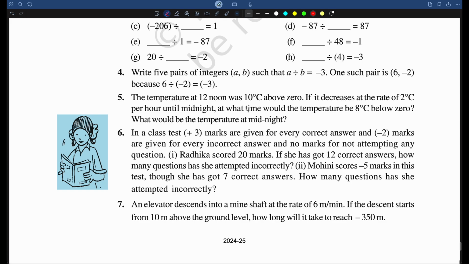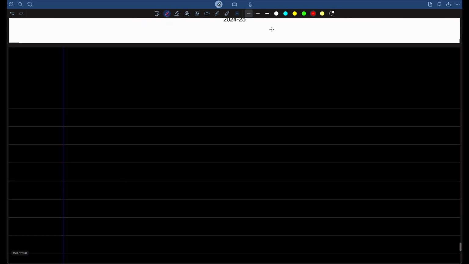Hello everyone, my name is Shyam Chauhan and today we are going to cover exercise 1.3 question number 5, 6 and 7. Let us start with question number 5.